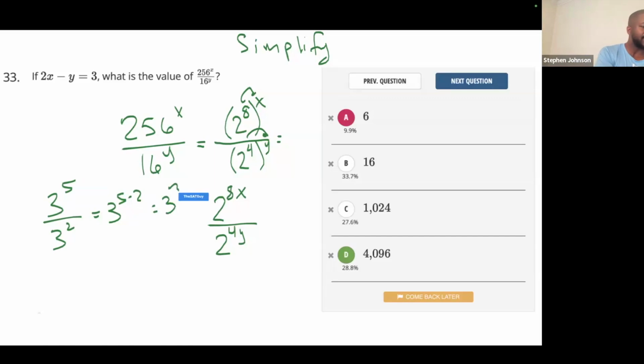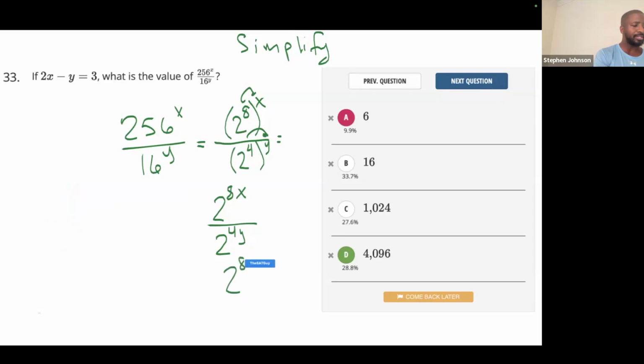So that's something that I'm assuming you've learned. If not, take this as a reminder or as a lesson for you as well. So if we utilize that same idea for what we have here, then we're going to say, well, that means this 2 to the 8x over 2 to the 4y should be equal to 2 to the 8x minus 4y, right? So 2 to the 8x minus 4y.